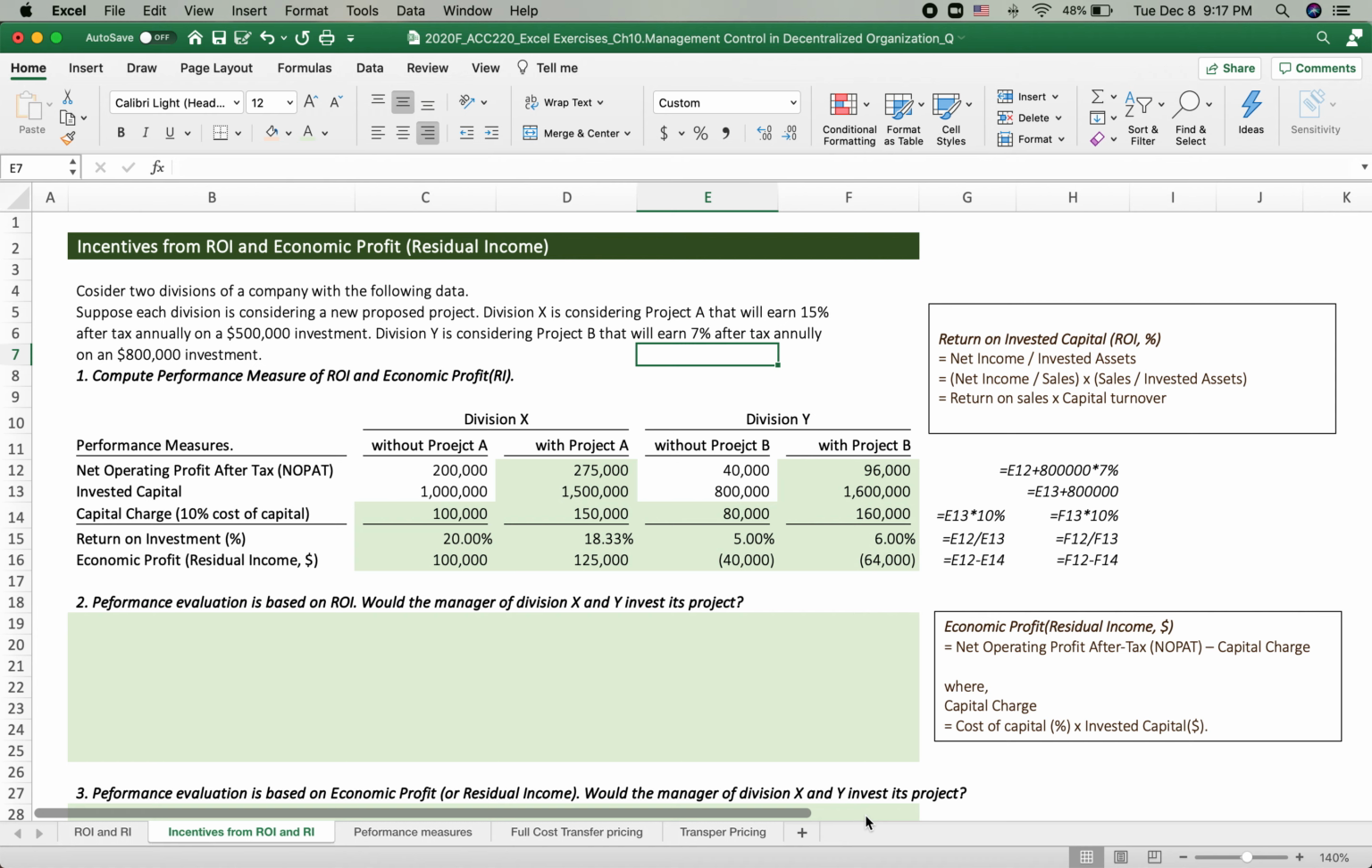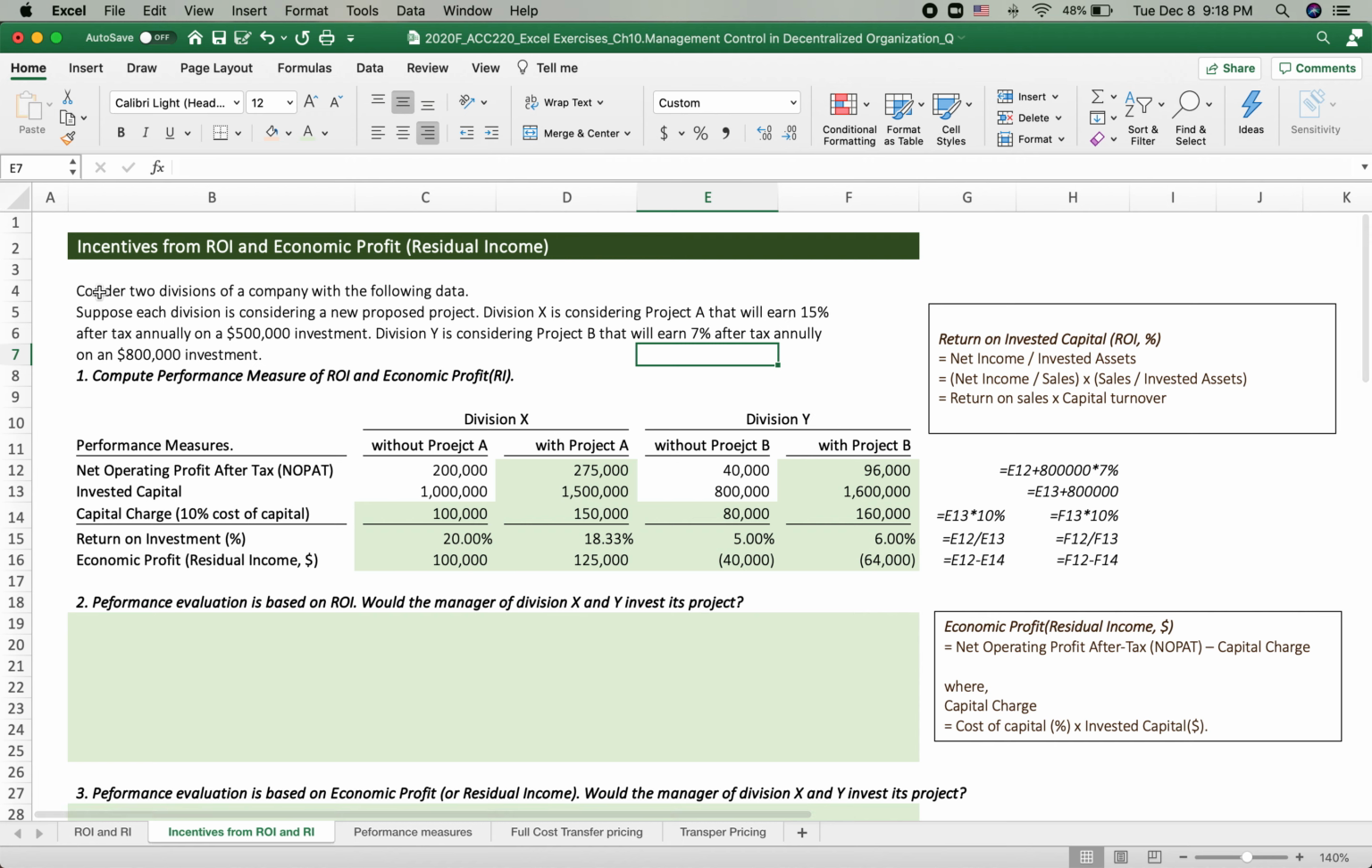Now, let's take a look at the incentives from ROI and economic profit. In order to measure and evaluate the performance of each division, we use ROI and economic profit. Also, we can give some incentives using the performance measure.